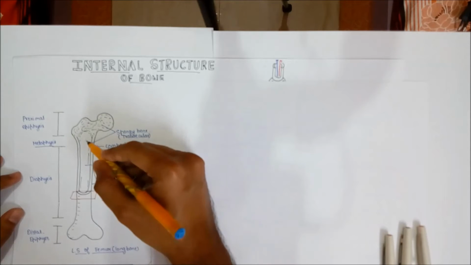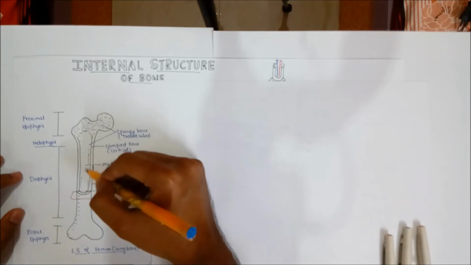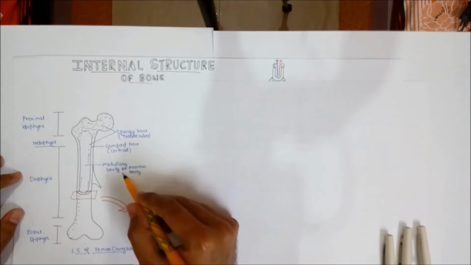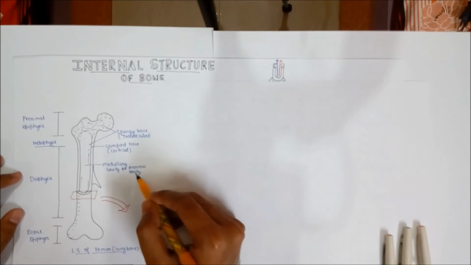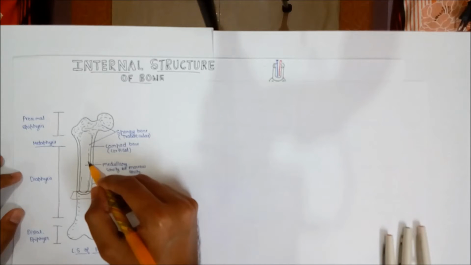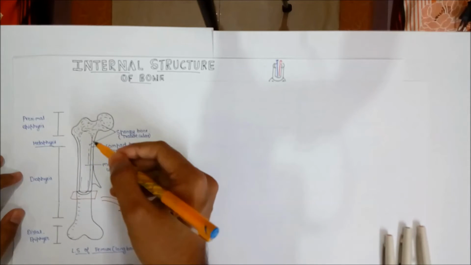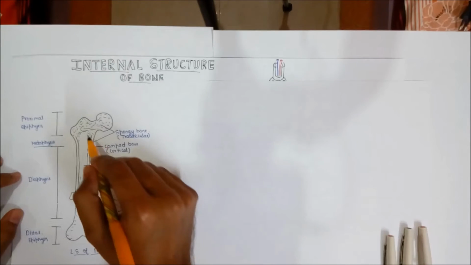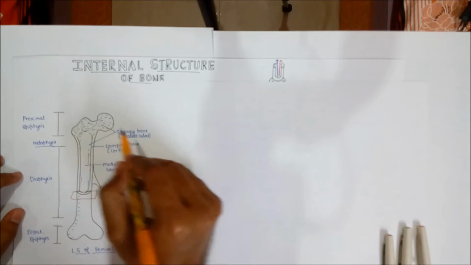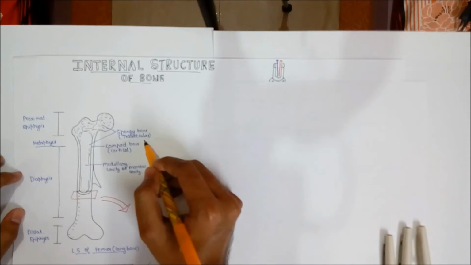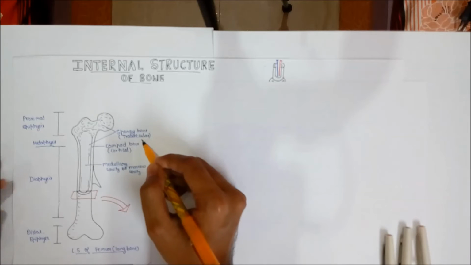Now in the interior of the long bone is the hollow cavity called the medullary cavity or marrow cavity. It is filled with bone marrow. Enclosing this marrow cavity there are two major bone tissues. The outer one is the compact bone or the cortical bone, and the inner one is the spongy bone or the trabecular bone, also called the cancellous bone.